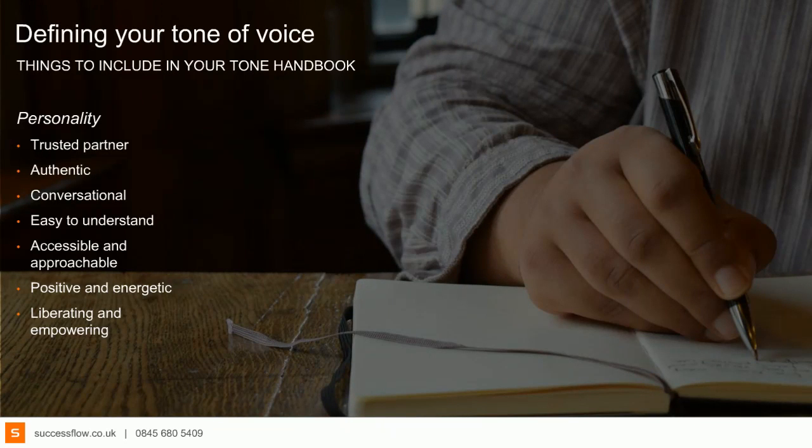Taking it to another stage, start talking about your personality. This is the personality of your brand rather than anything else. Trusted partner immediately commands respect, so when you're writing and coming up with messages, it's from an authoritative figure. Conversational is a great one. People engage in conversations, and that's the point of reading something and getting that reader to engage so that you can get your message across. Make sure it's easy to understand.